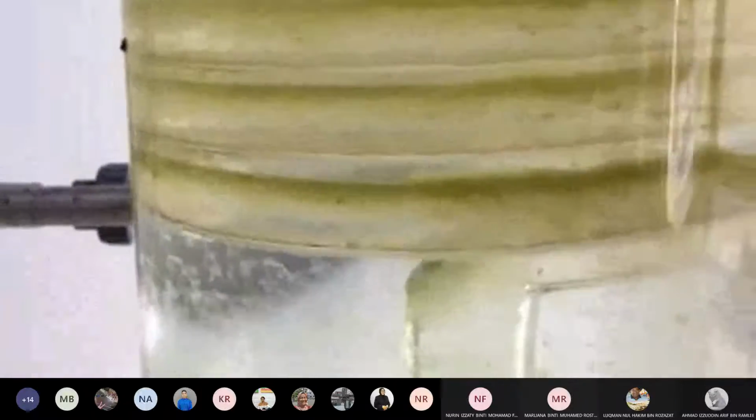Vessel kat luar ni adalah your heating jacket. So kat luar ni nampak ada air kan sebab we put in water. Sama konsep lah, use water as your heating fluid. So you see how big is your PFR? Dia call sampai ke atas. So dia akan masuk pada mana?